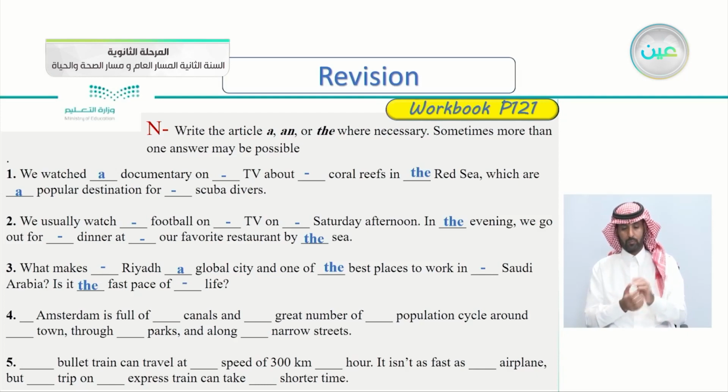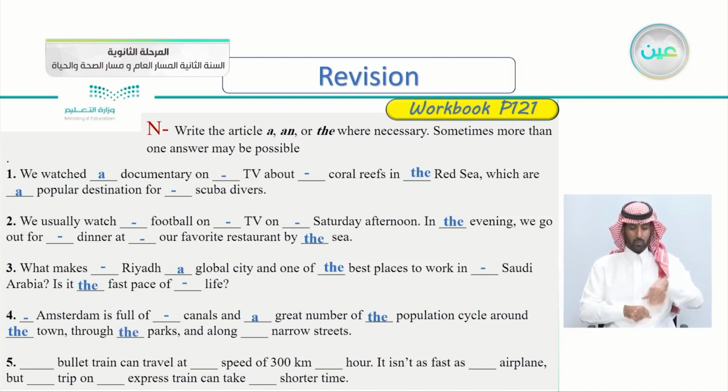Number 4, Amsterdam is full of canals. So, yes, we put nothing here because Amsterdam is a city. Amsterdam is full of canals and, yes, a great number of the population cycle around, yes, the town through, excellent, through the parks and along the narrow streets, yes, and along the narrow streets because they are the streets of Amsterdam.